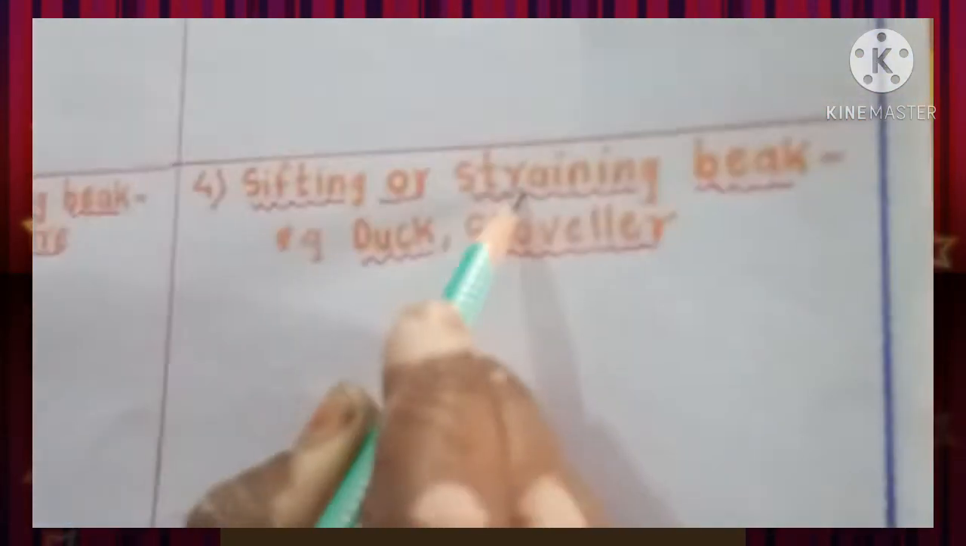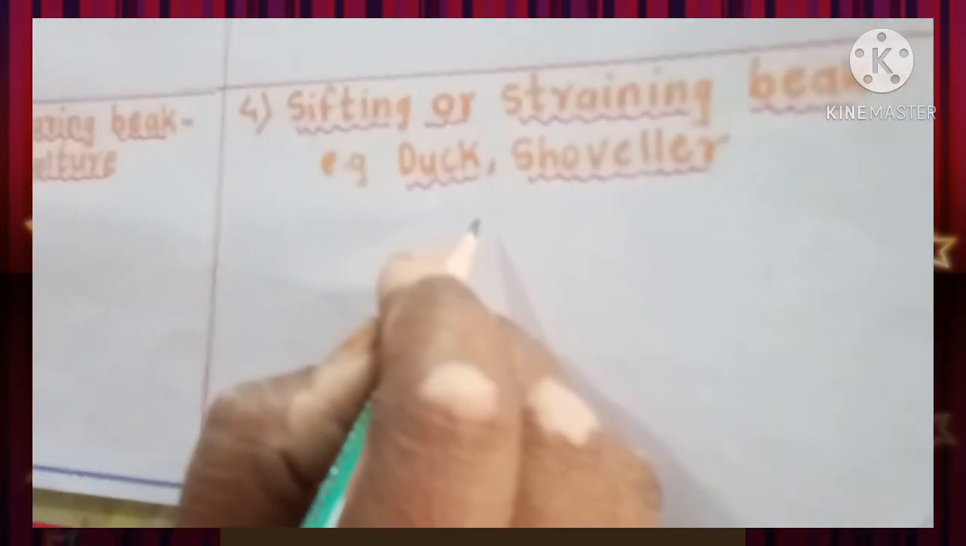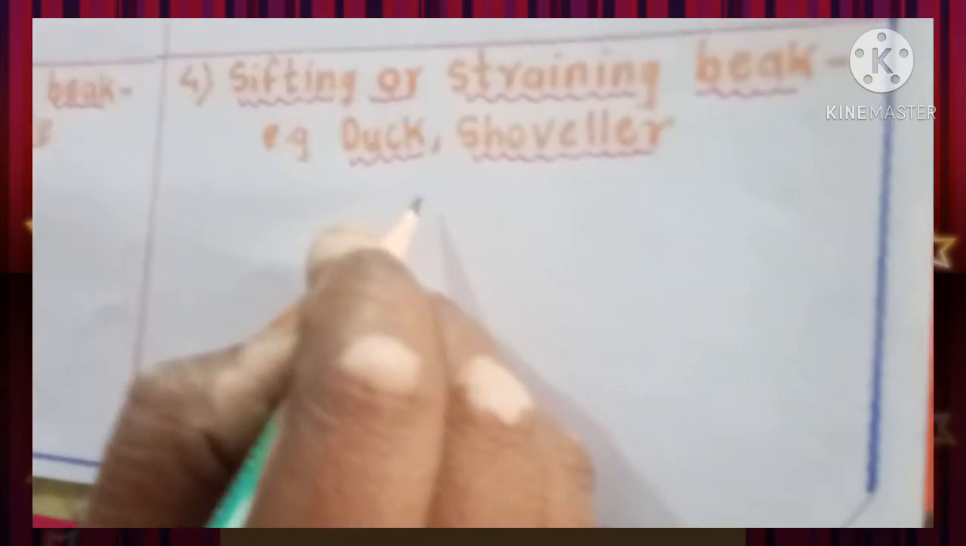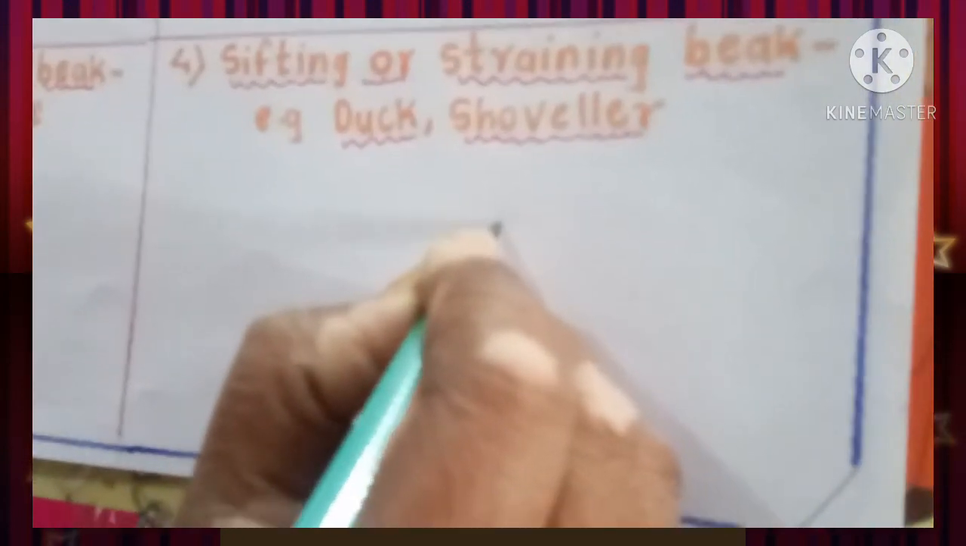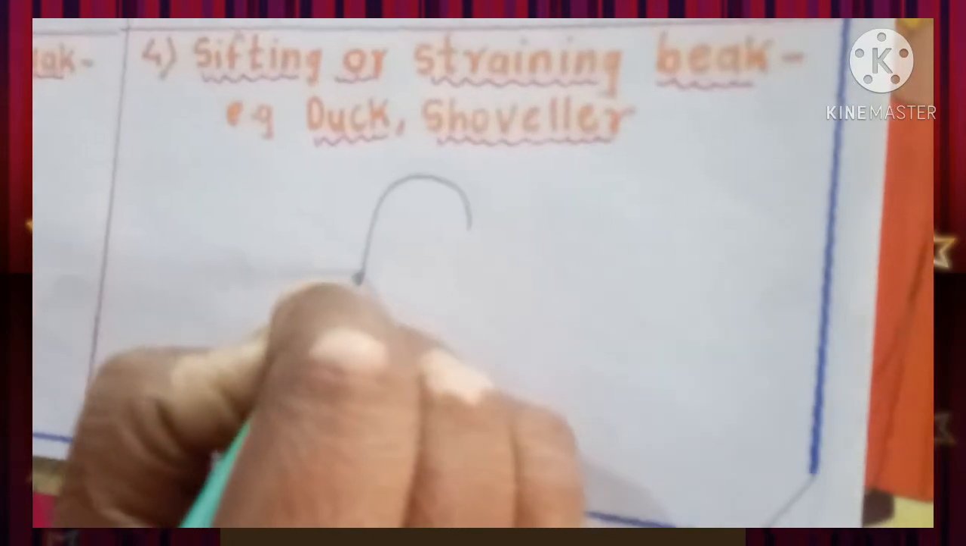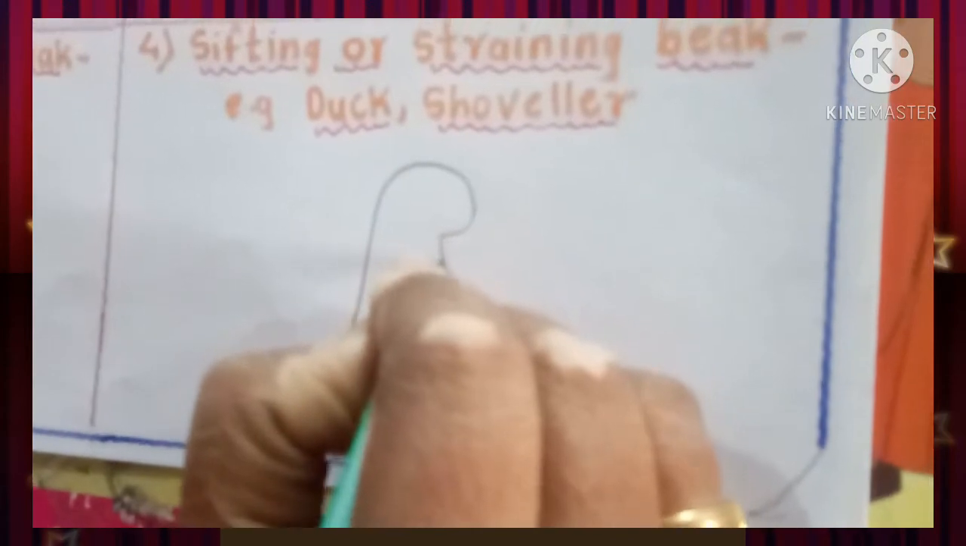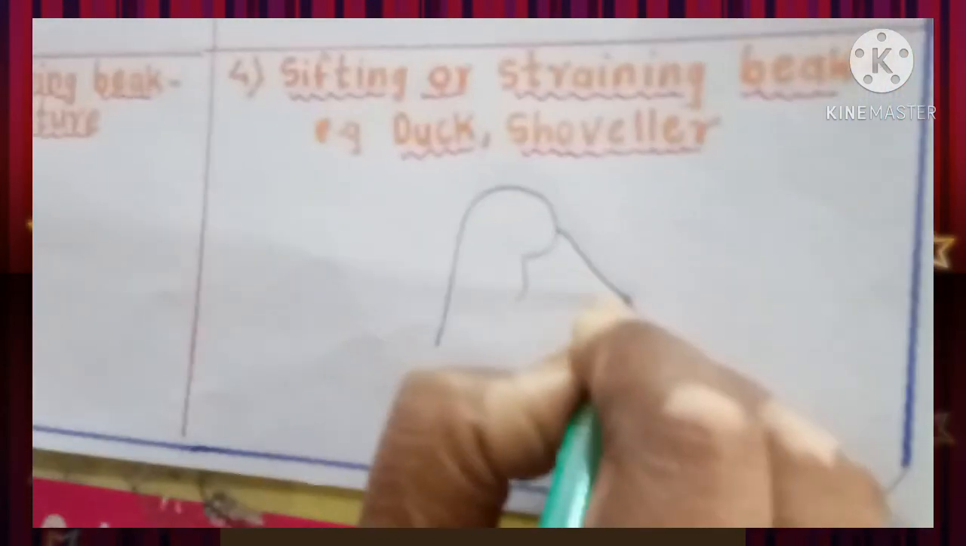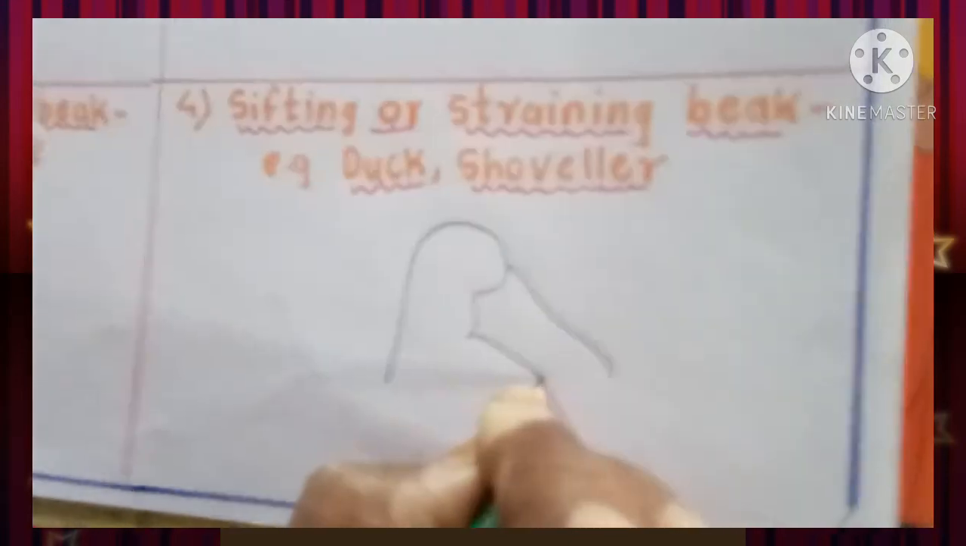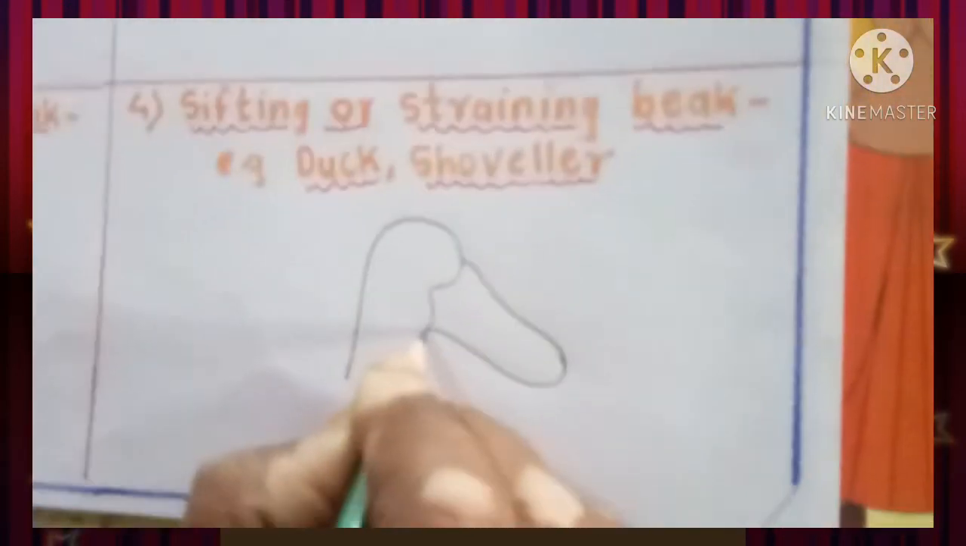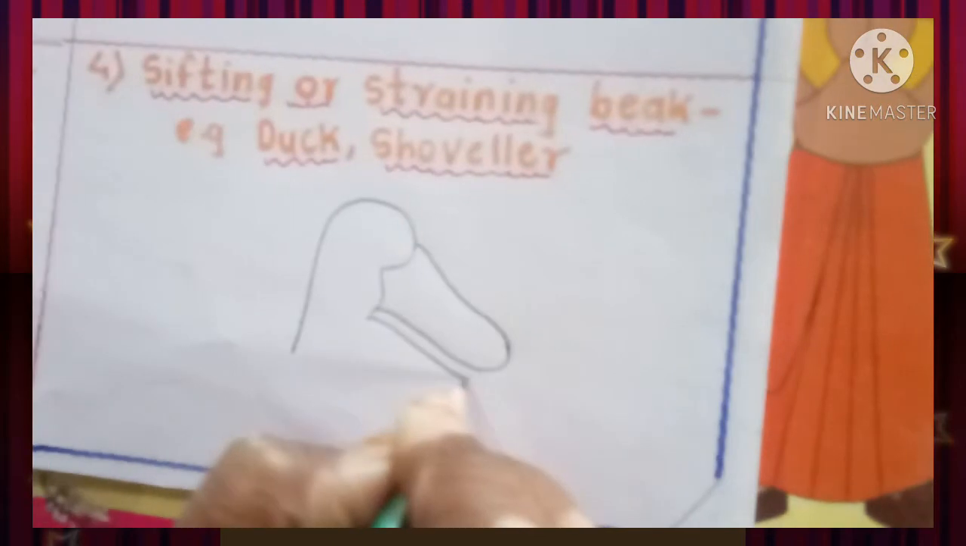Now the fourth one, the sifting or straining beak. This type of beak is present in the duck and the swallower. Children, do you remember how this beak is? It is a broad one. Now I draw the duck. All swimming birds have a sifting and straining beak. See, this one is broad and flat, children.